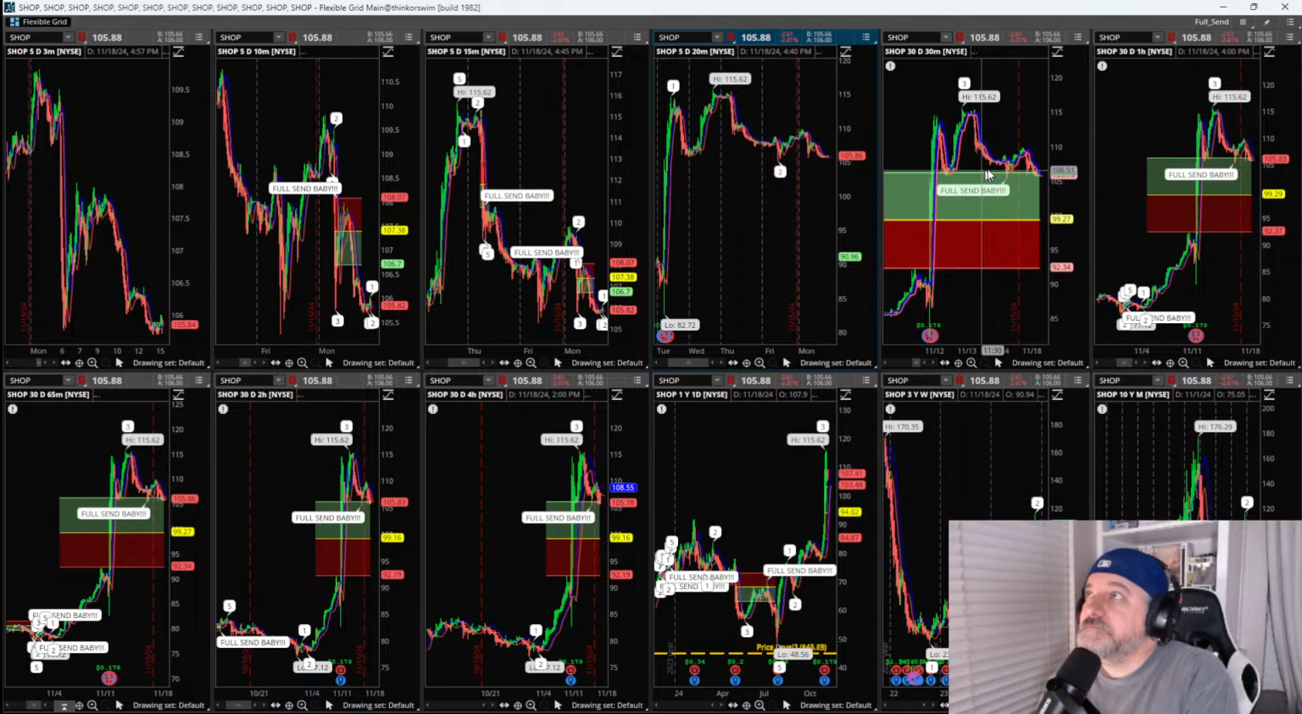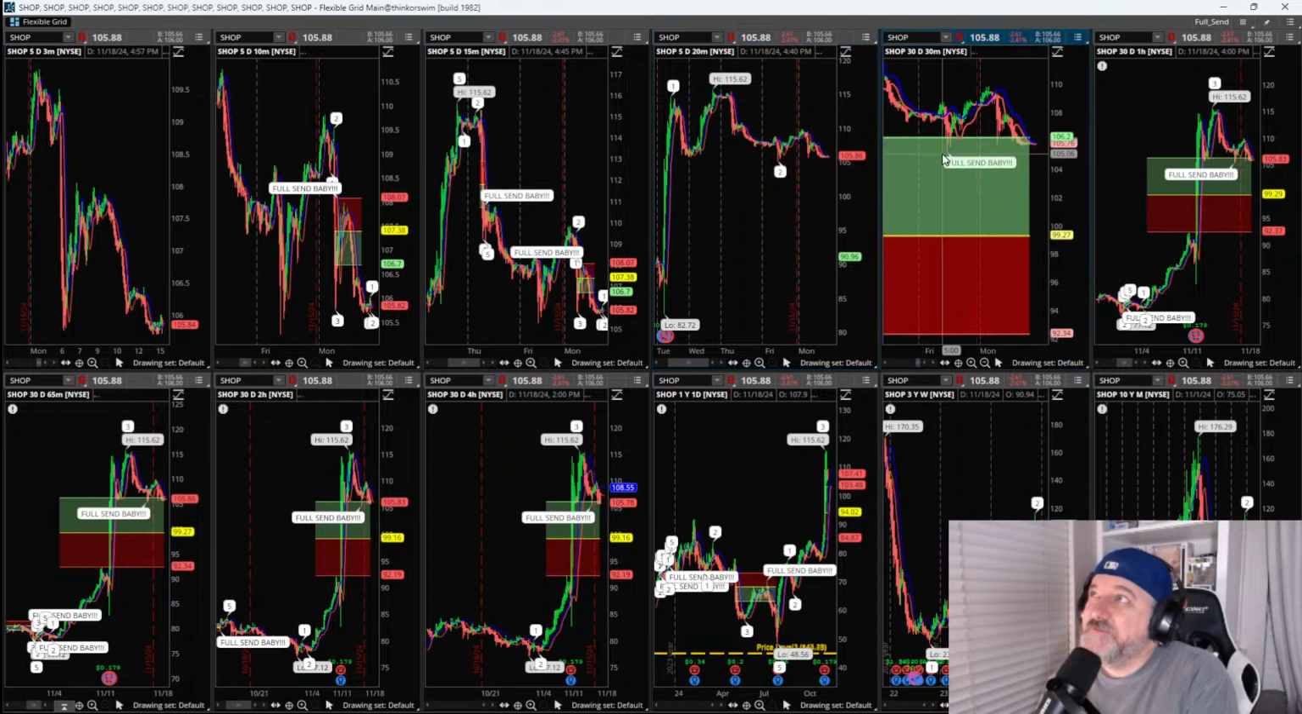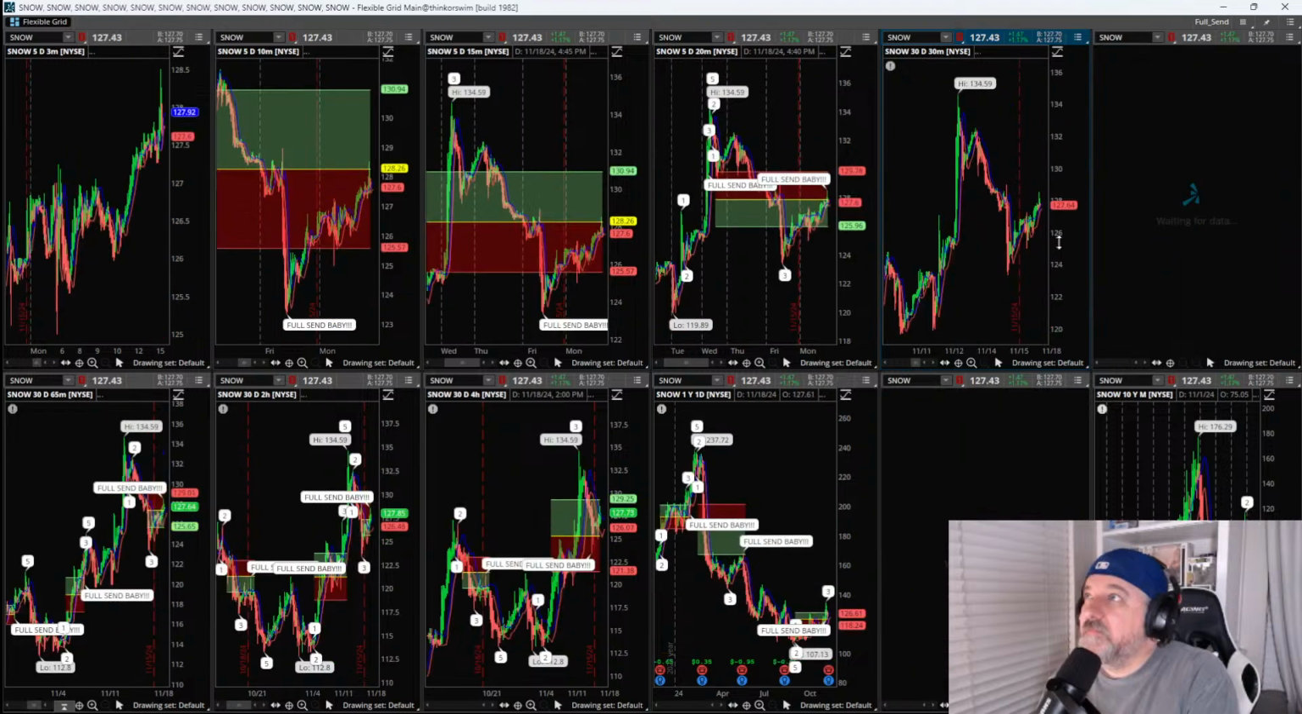It looks like SHOP can go, but I don't like it when I get a full send and then they come back and retest. Like, I'm looking for strong reactions from levels, so probably not going to be looking at too many more of these.